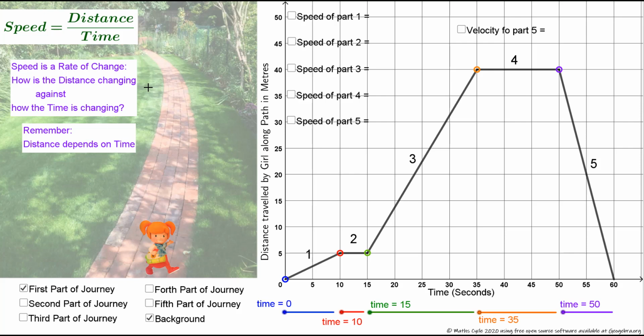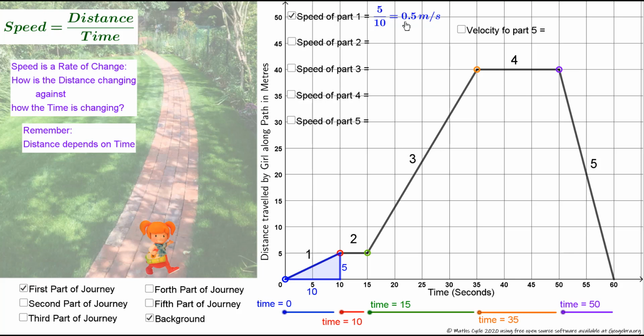Okay, so let's look at part 1 and investigate what was the speed of Tara's journey as she walked along the path for part 1 of this graph. Her speed here is distance over time, and her distance here is 5 meters. That's how much she traveled, and her time was 10 seconds. So 5 meters over 10 seconds is 0.5, and we represent the speed as meters per second.